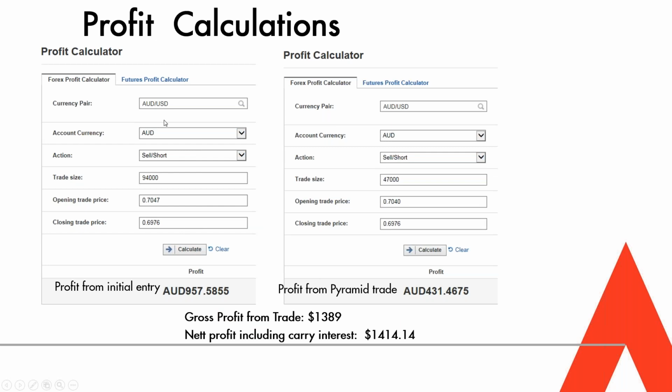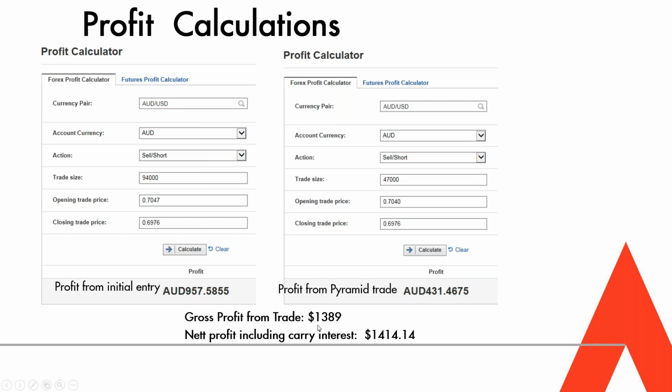And gross profit from the initial entry for the short sell at a $94,000 contract at 0.7047, right up to where it was trading essentially at 0.6976, was a profit of $957 roughly up to that point from the initial entry. The pyramid trade with the additional $47,000 contract at 0.7040 basically was an additional profit of $431 there.